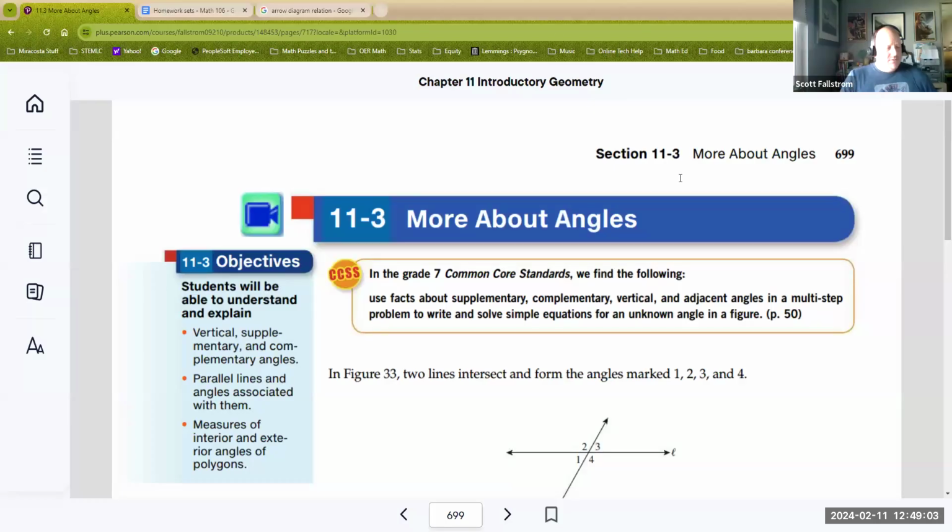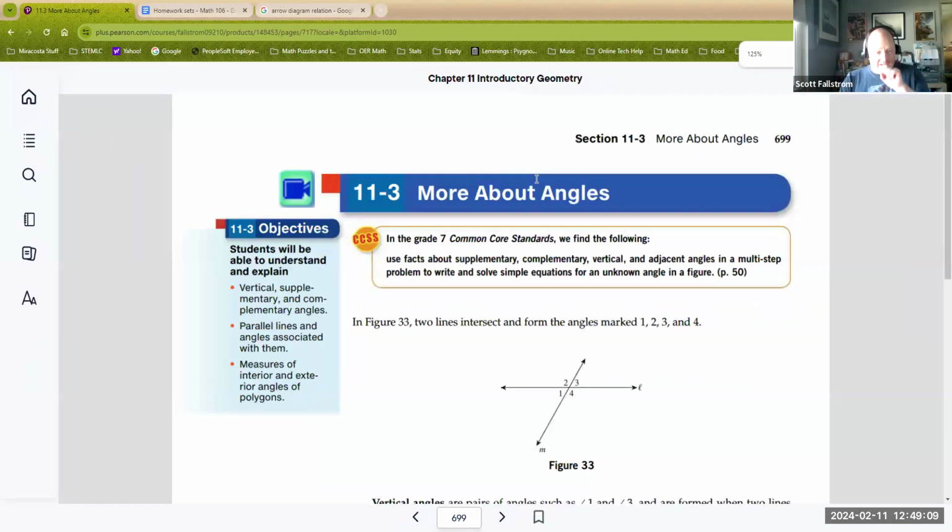Hello, students. We're getting into section 11.3. Now, this one is more about angles. To be honest, this one is pretty cool. And to be honest, this is the baseline for a lot of what we're going to be doing for the rest of the term.